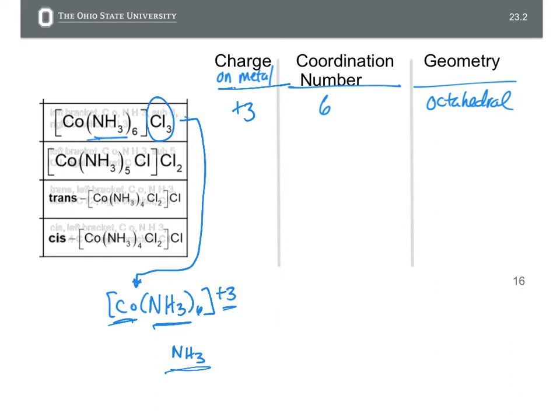All right, so let's take a look at this second compound. Let's start with the coordination number. What do we end up with for the coordination number for the second cobalt compound? 6. All right, so there's 5 ammonia and 1 chloride bonded to the central metal atom, so a total of 6. Coordination number is 6. So what is our geometry? Octahedral.